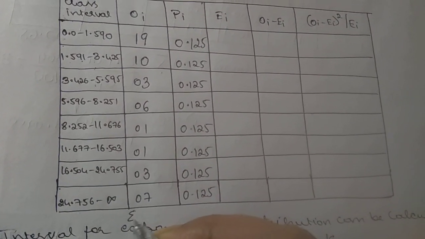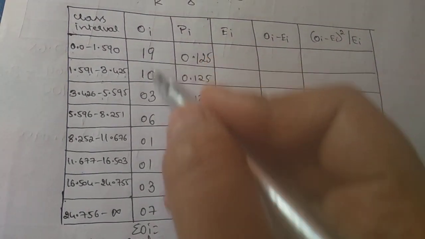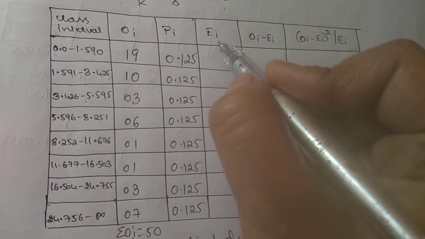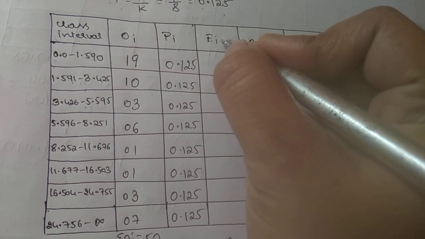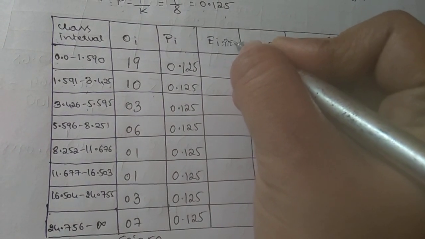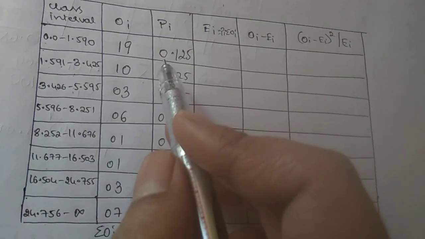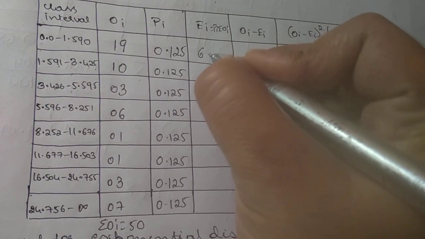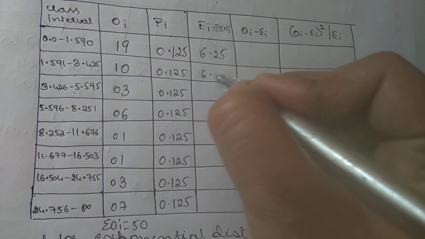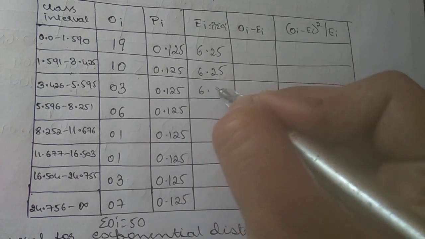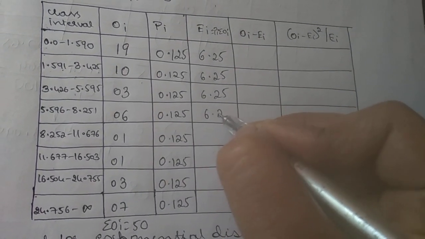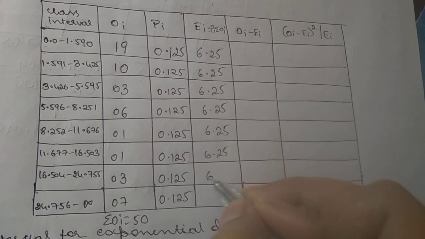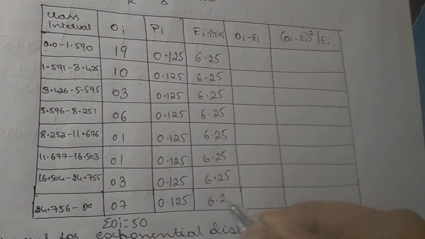Now find out summation OI. Just add all these values, you will get it as 50. EI, what is EI? You already know the formula, PI into summation OI. 0.125 into 50. You will get it as 6.25. Here the P value is not varied, it is the same for all the things. Then P into 50 is also constant. If you calculate for all the things, you have to update with 6.25.